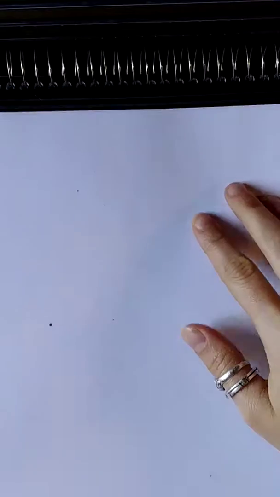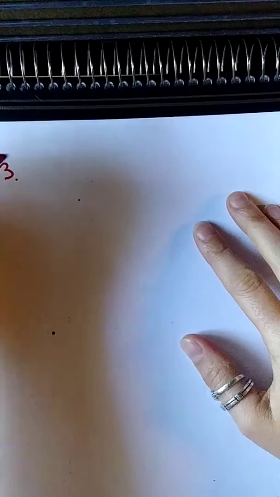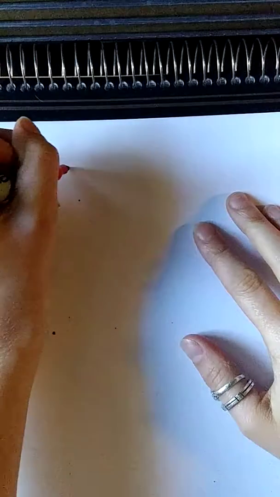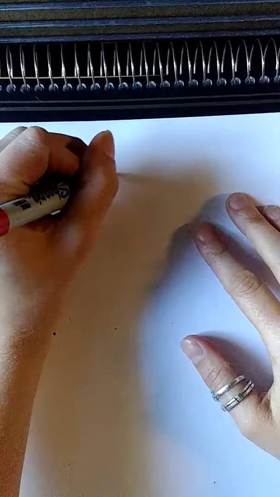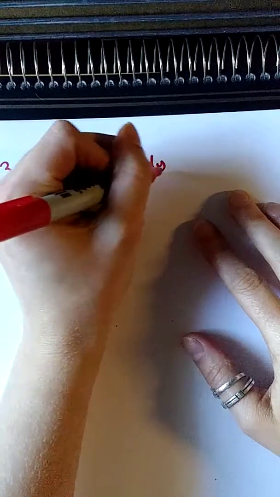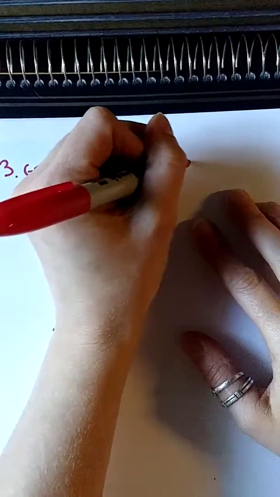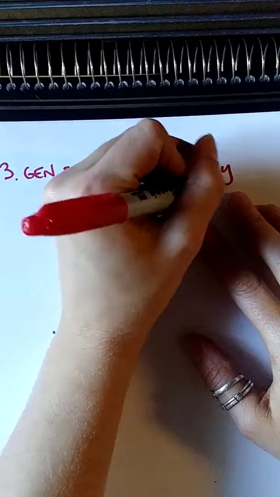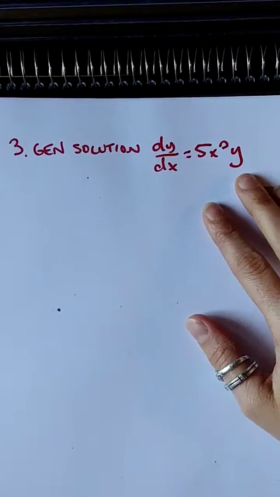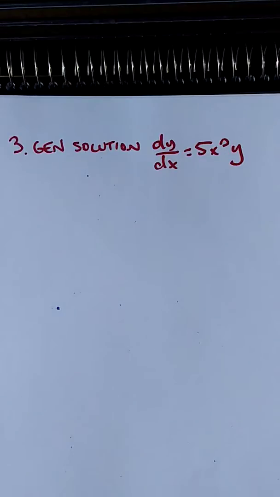We're going to pick up with question 3 from the differential equations worksheet. This question is asking us to find the general solution for the equation dy/dx is 5x squared y. So our general solution means we're going to have a plus c in our answer, so we get to save a couple of steps. Before we can find the general solution, though, we do have to group our variables.